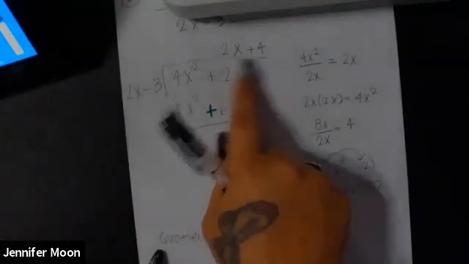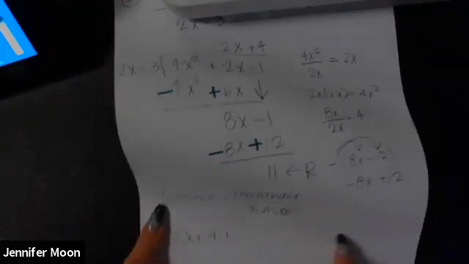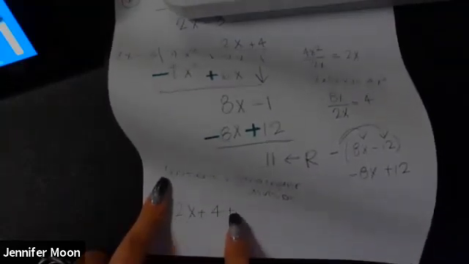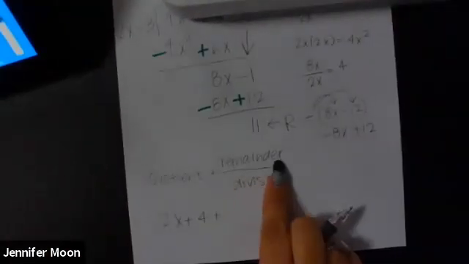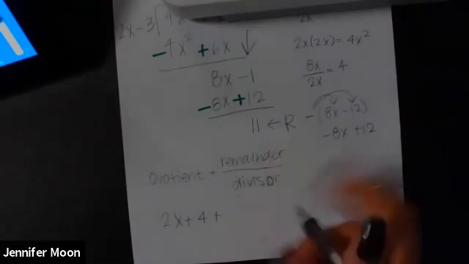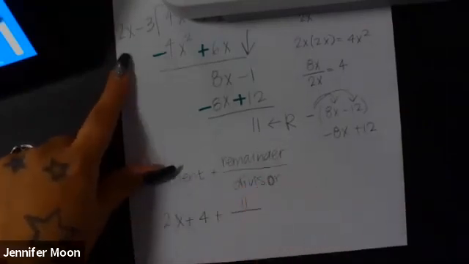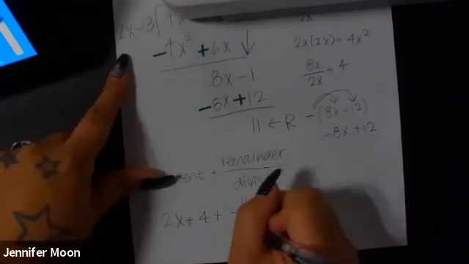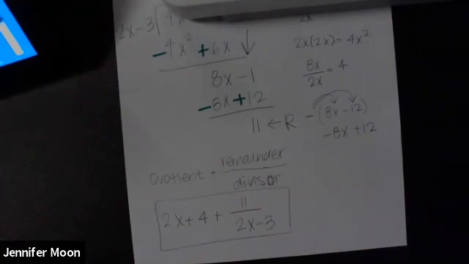That's the answer that we got up here. So 2x plus 4 plus, what you do is you put your remainder over your divisor. Remainder is 11 over my divisor. That's what you divided by, right? That's 2x minus 3. That would be your final answer.